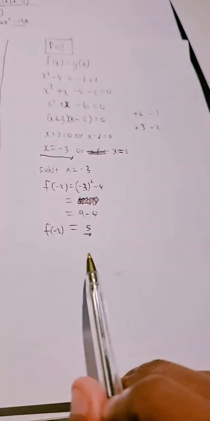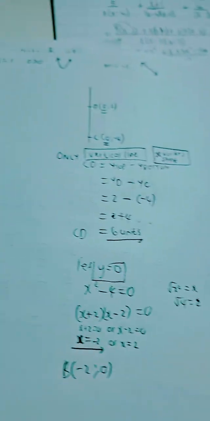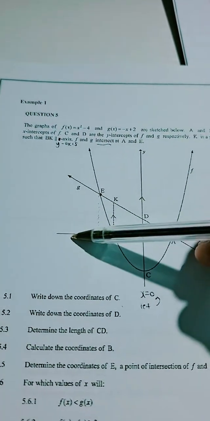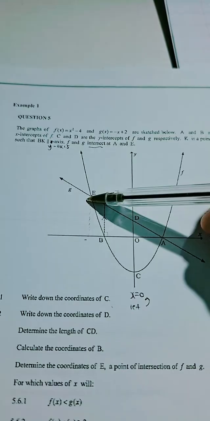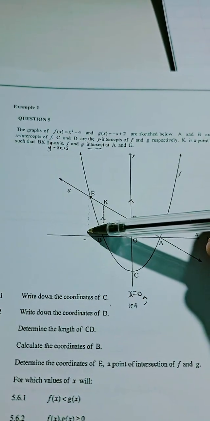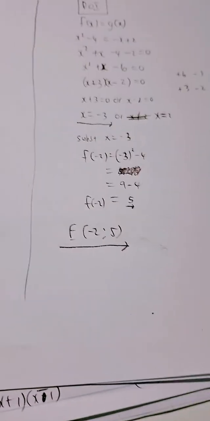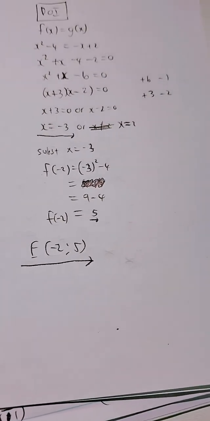So -3 squared. 9 minus 4. That gives you 5. Does it make sense that y is 5 if you look at where E is located? Yeah, in this quadrant, the y value is positive. The x value is negative. So it makes sense. So there it is. It's fine.